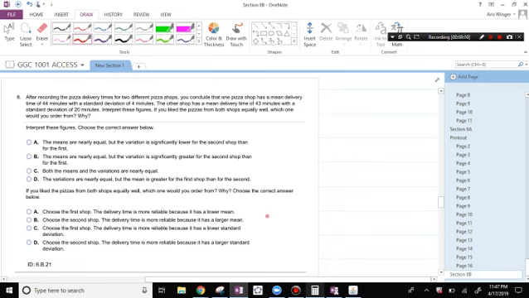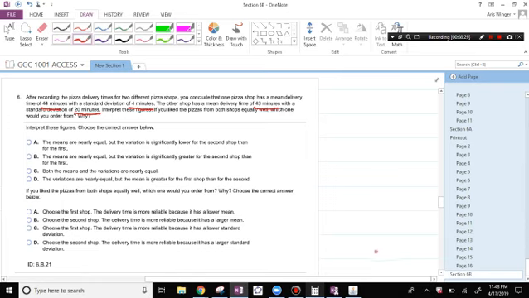After recording the pizza delivery times for 2 different pizza shops, you conclude that one pizza shop has a mean delivery of 44 minutes with a standard deviation of 4 minutes. So it varies on average 4 minutes. The other shop has a mean delivery of 43 minutes with a standard deviation of 20 minutes. So that's a larger variation. The average is 43, but they're big swings. Sometimes it could take an hour, sometimes it could take 20 minutes.